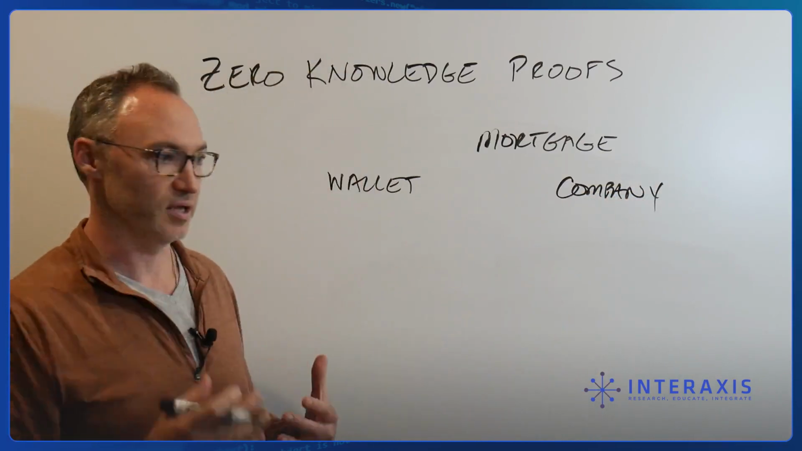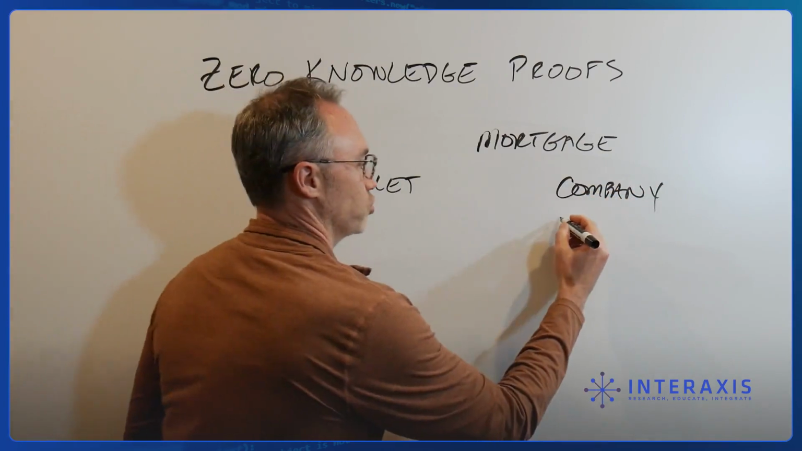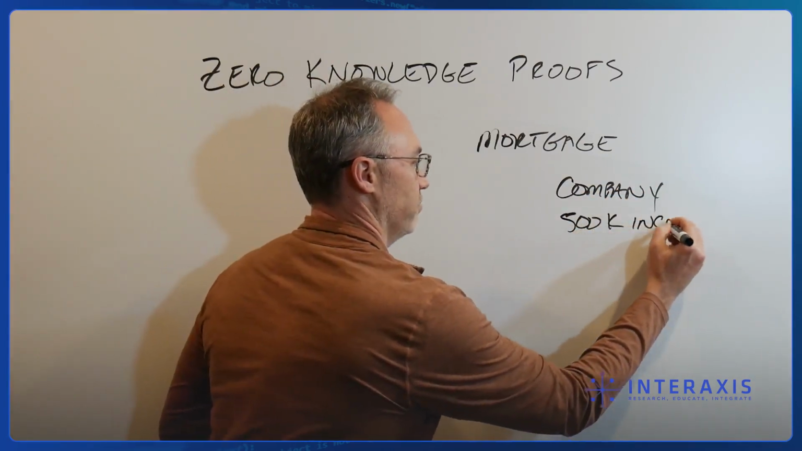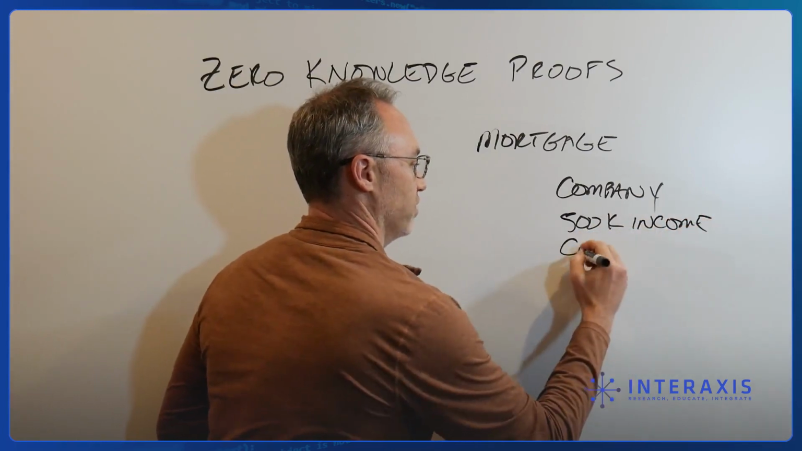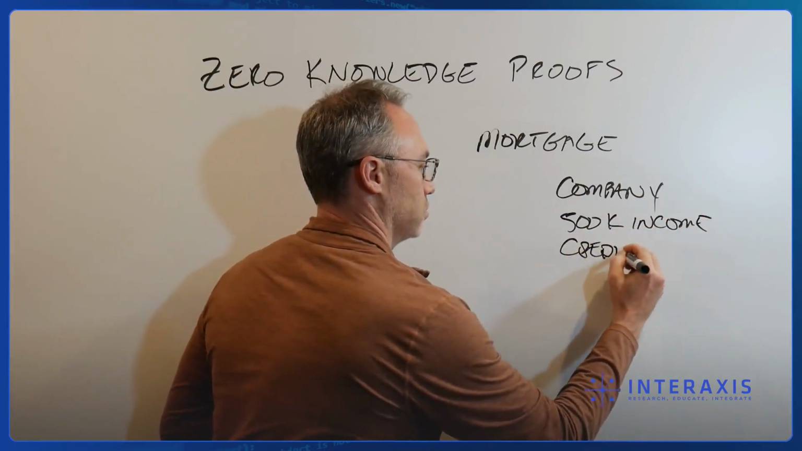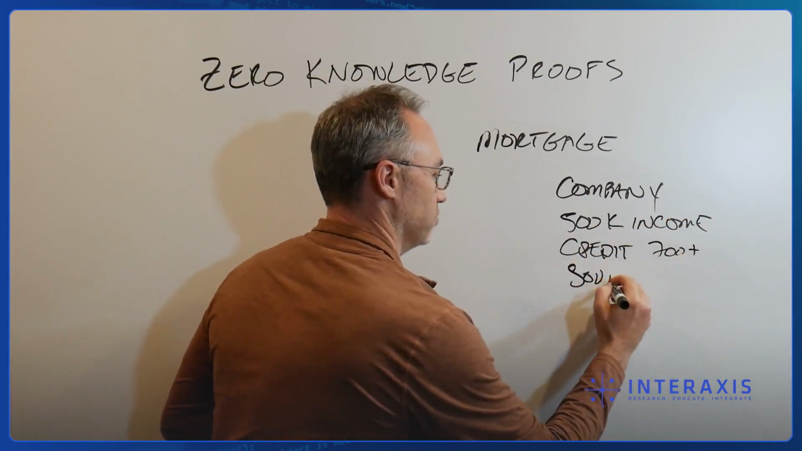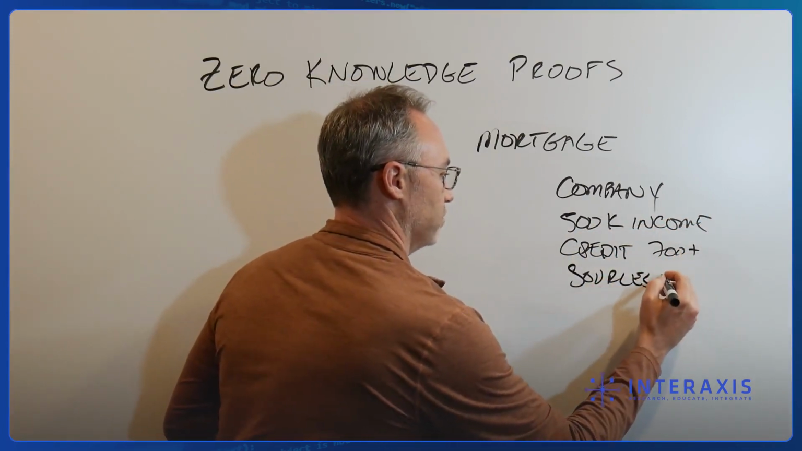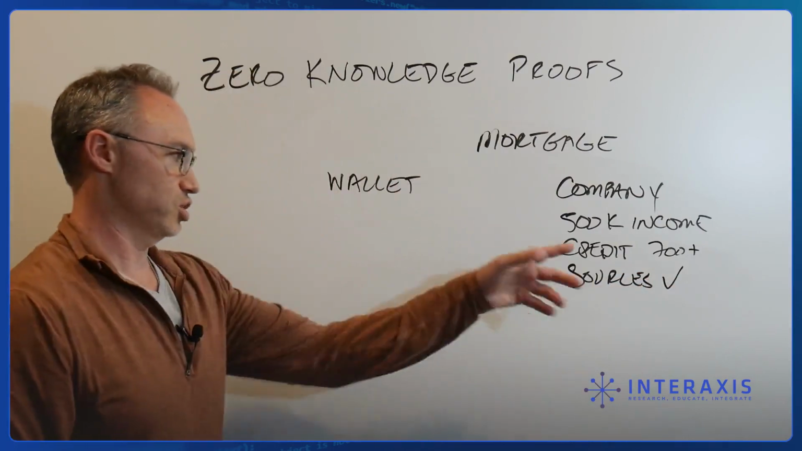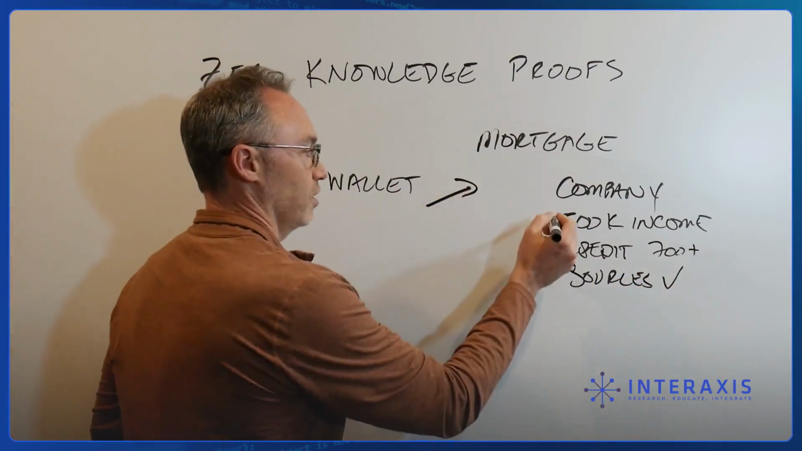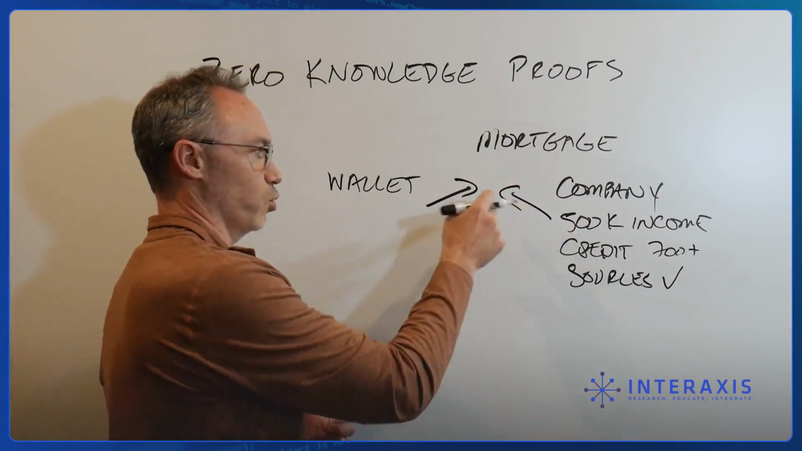But let's say this company says, here are the things we need to see. We need to know that Adam makes $500,000 in income every year. We need to know that he has a credit score of 700 plus. We need to know that those income sources are verified, right? That's a check mark, by the way. Those income sources are verified. I'm going to connect my wallet. They're going to say, connect your wallet here.